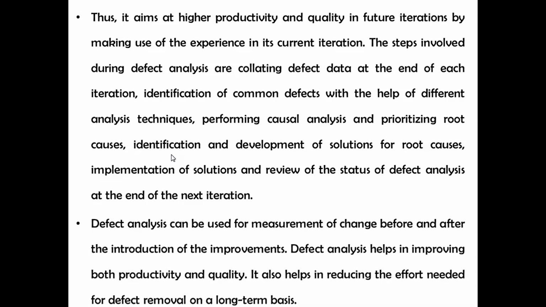So defect analysis can be used for measurement of change before and after the introduction of the improvements. Defect analysis helps in improving both productivity as well as quality of the software. It also helps in reducing the effort needed for defect removal on a long-term basis. So with this, we have concluded unit number 5, software testing and maintenance in software engineering.